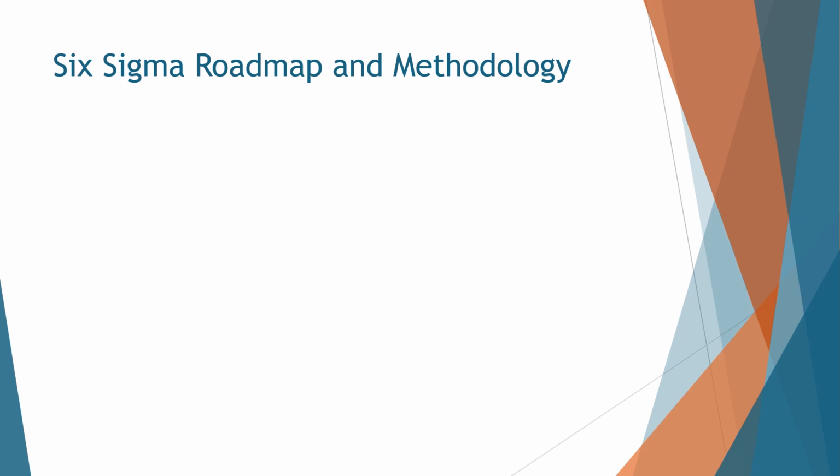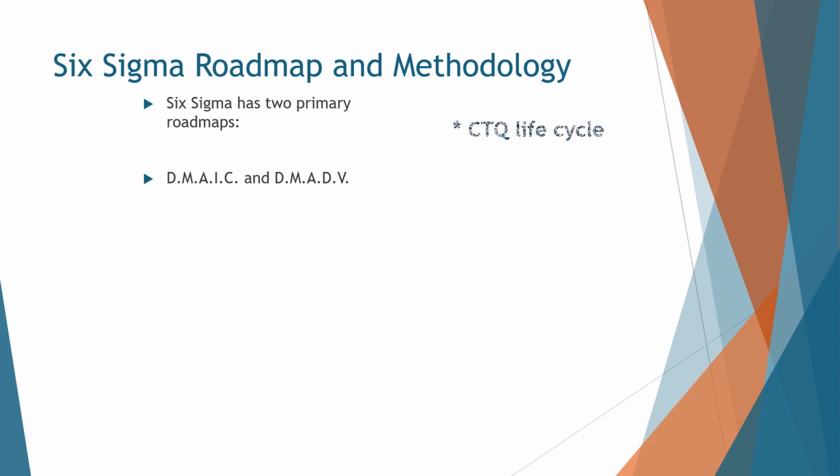We are first going to be taking a look at the Six Sigma roadmap and methodology. Six Sigma has two primary roadmaps: DMAIC and DMADV. DMAIC is when there is an existing product or service that has a quality issue and it needs improvement. So you define the quality problem, you measure, you analyze, you improve, and control.